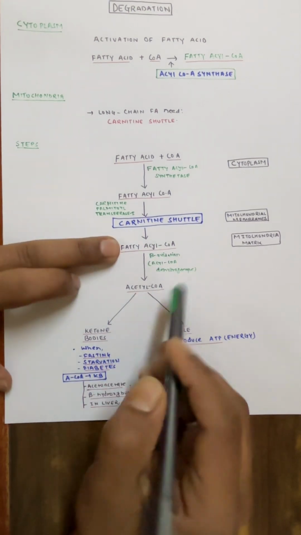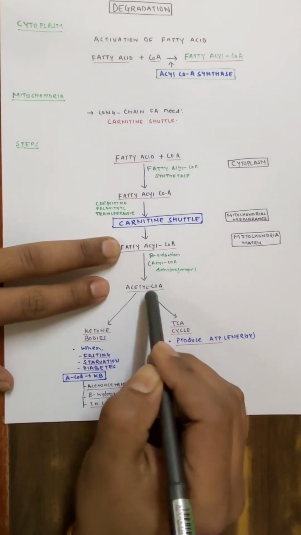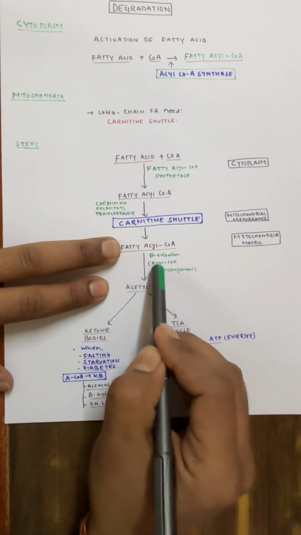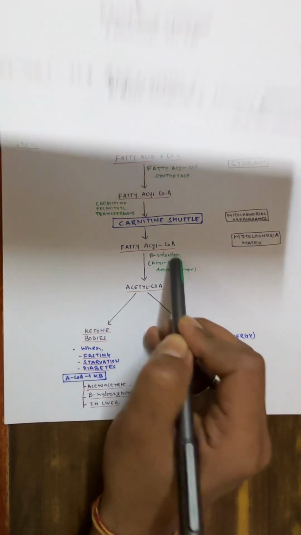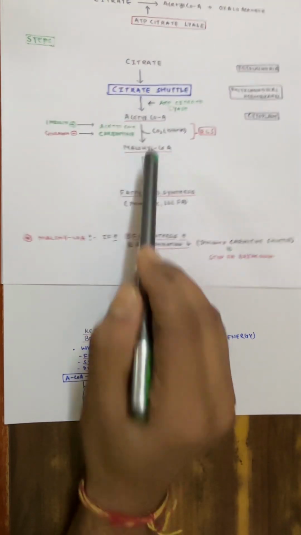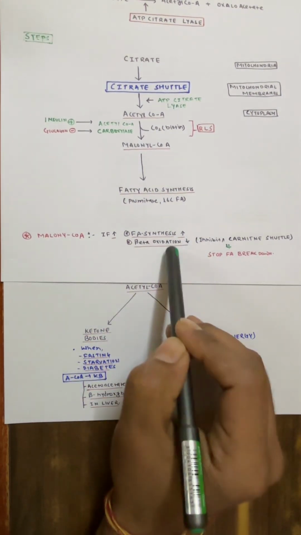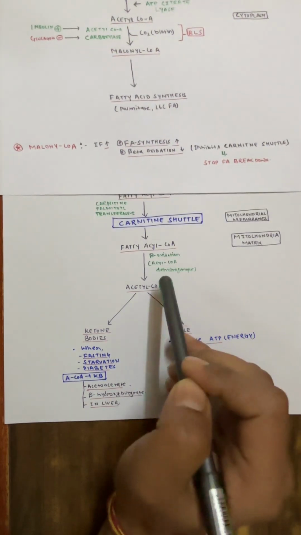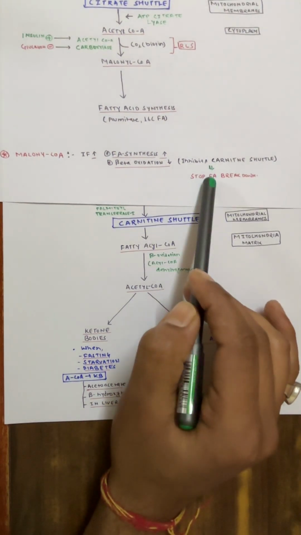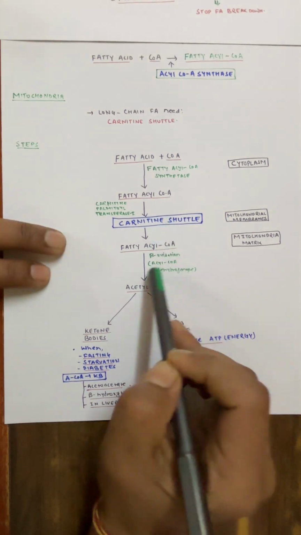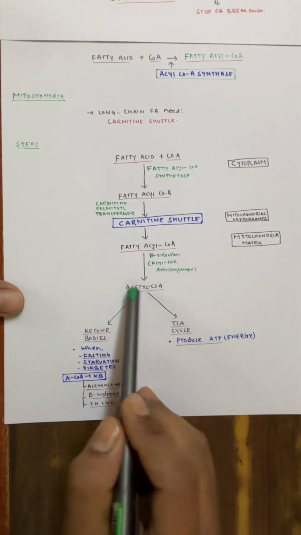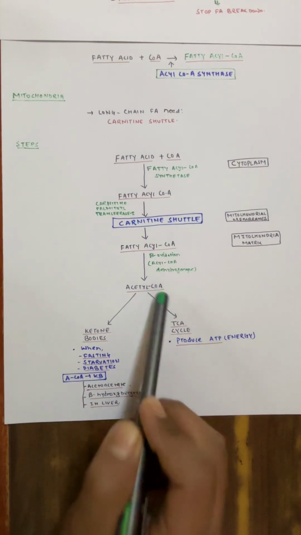Now this fatty acyl coenzyme is getting converted to acetyl coenzyme A with the help of the enzyme acyl coenzyme dehydrogenase, and this is beta oxidation. We talked about how, if the malonyl coenzyme A level increases, it will inhibit beta oxidation, so that a fatty acid will not break down. If it increases, it will inhibit this shuttle, and beta oxidation will not occur.